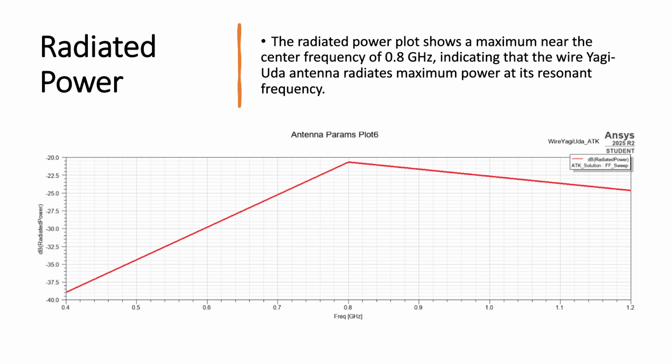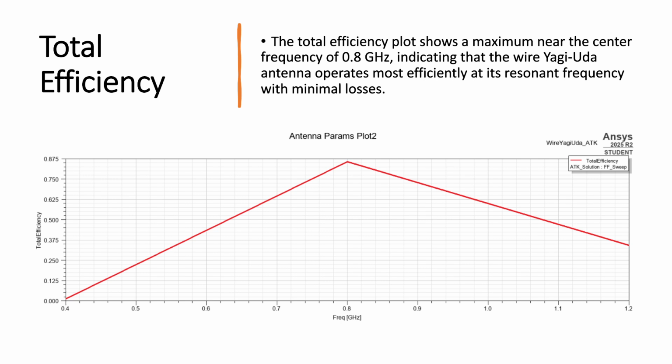Radiated power. The radiated power plot also peaks near 0.8 GHz. This shows most of the accepted power is converted into radiation. The antenna radiates maximum power at resonance. Now next coming to the total efficiency.